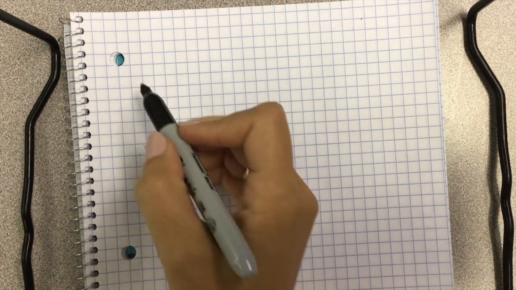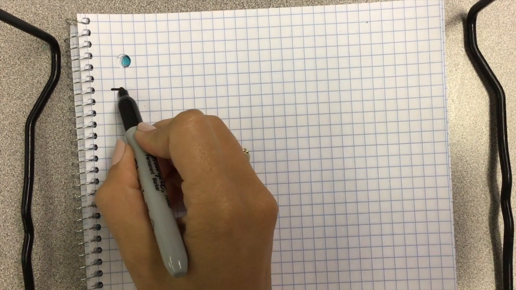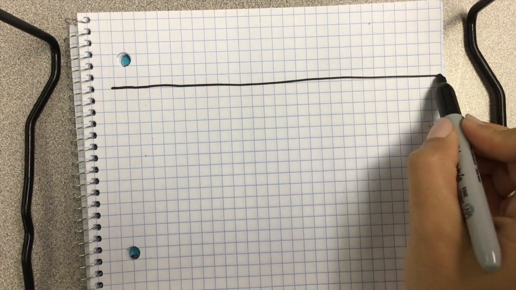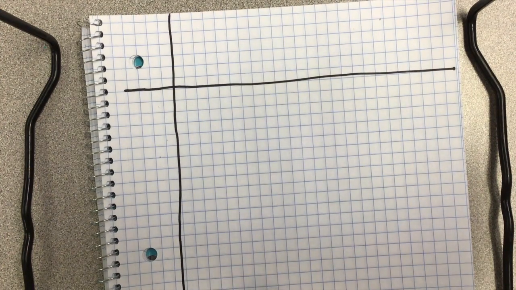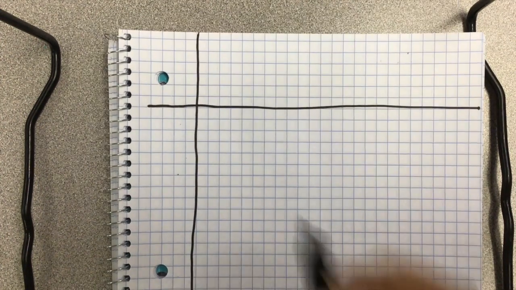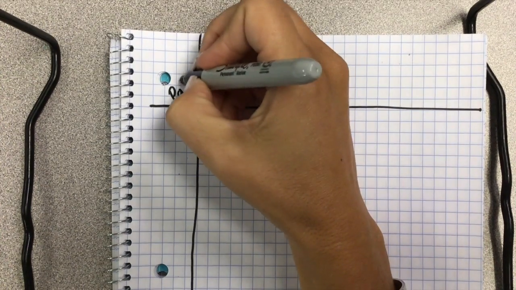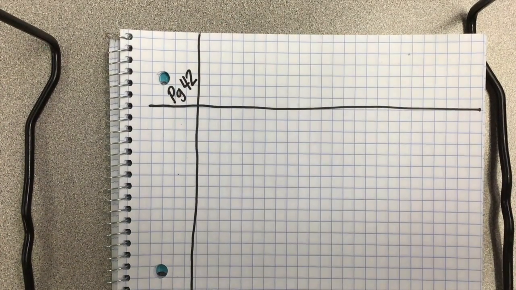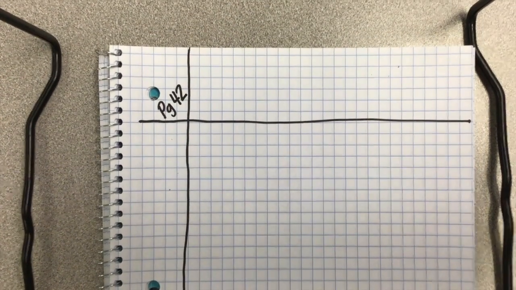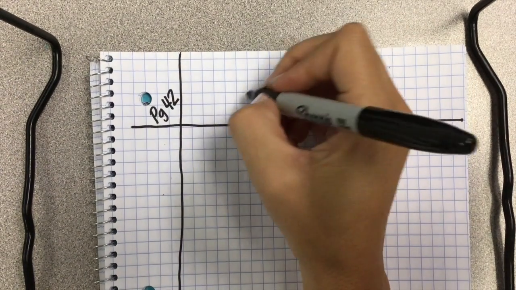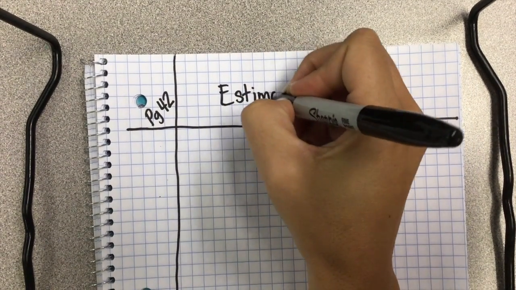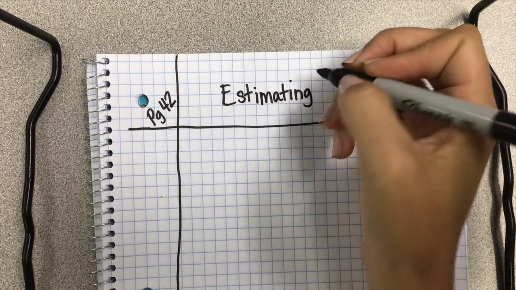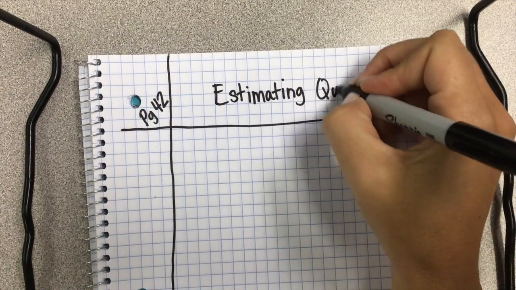All right, let's prepare our notes for Cornell note form. And we are going to be on page 42 of our math textbook. You can title this Estimating Quotients.